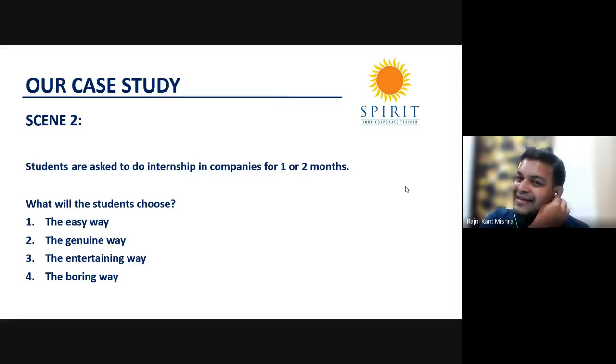And then if they get it, it is fine. If they don't get it, they will try once or twice or maybe thrice. And if they don't get it, then automatically again they will shift to the easy way. They will go to their teachers and say, Sir, please, you do this for me, sir, find something for me, sir. They will ask their relatives to find something for them. And if that does not work, then again they will shift back to the easy way.